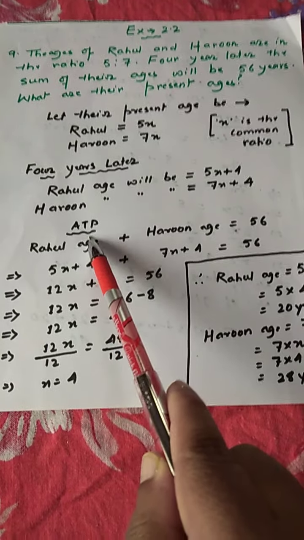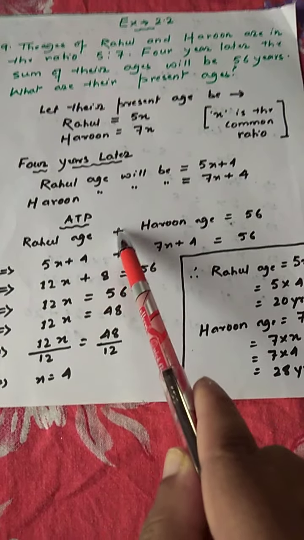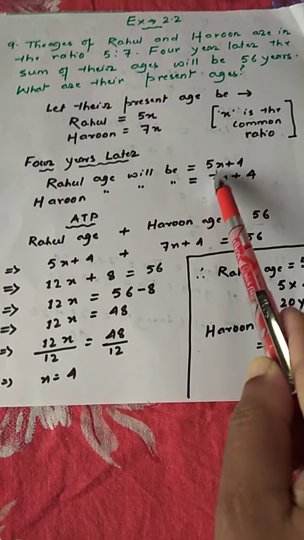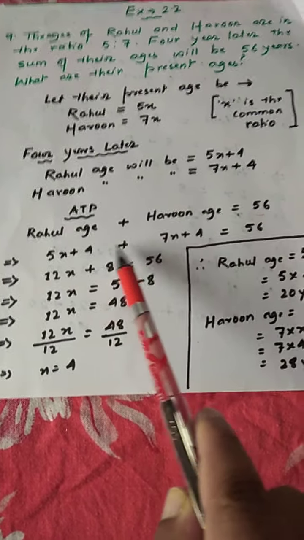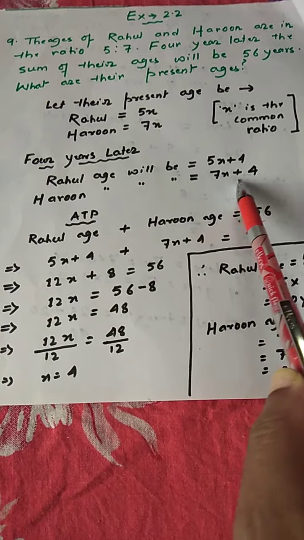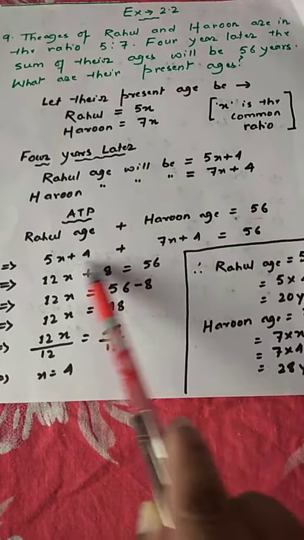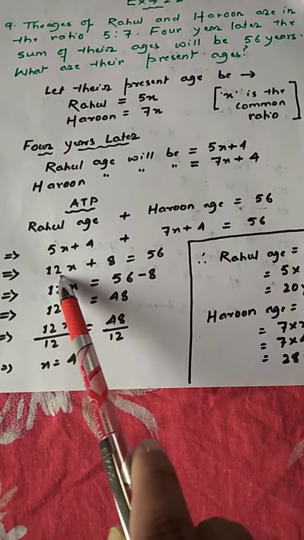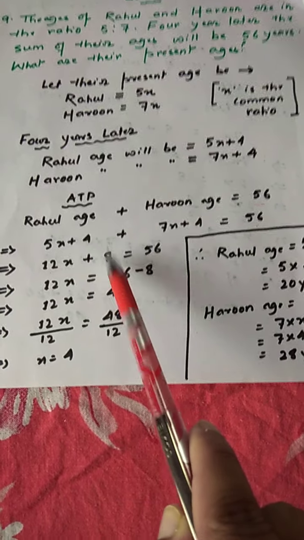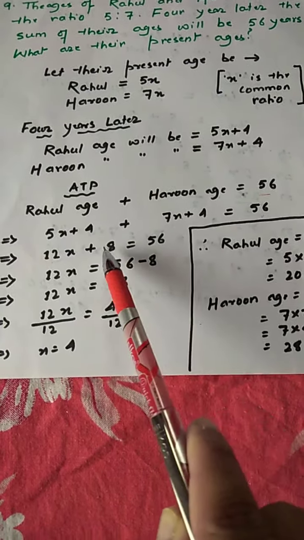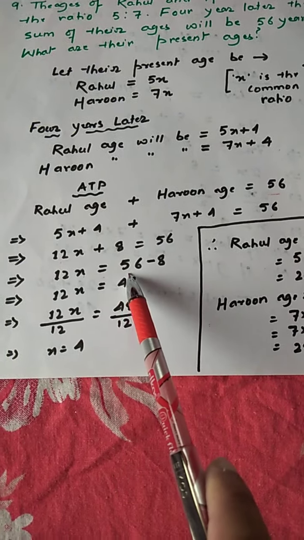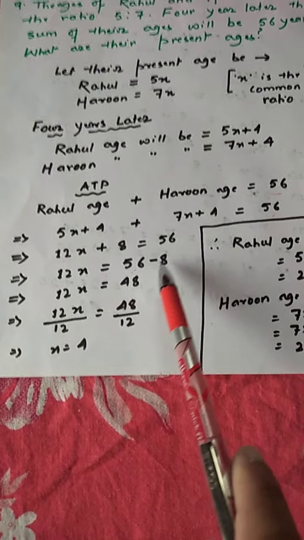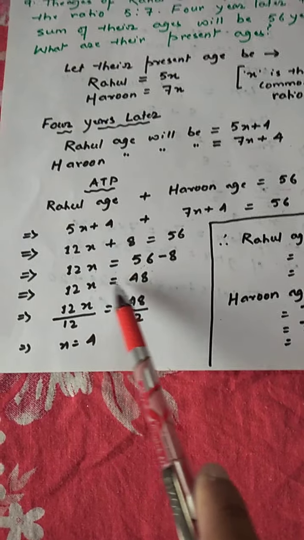So according to the problem, Rahul's age after 4 years plus Harun's age after 4 years is equal to 56. Rahul's age after 4 years was 5x plus 4, plus Harun's age after 4 years, 7x plus 4, is equal to 56. Now just solve it. 5x plus 7x is what? 12x. 4 plus 4 is 8. Now we have to transpose this plus 8 to the right hand side, so the sign will change. Now 12x is equal to 56 minus 8. Now 56 minus 8 is 48. So 12x is equal to 48.